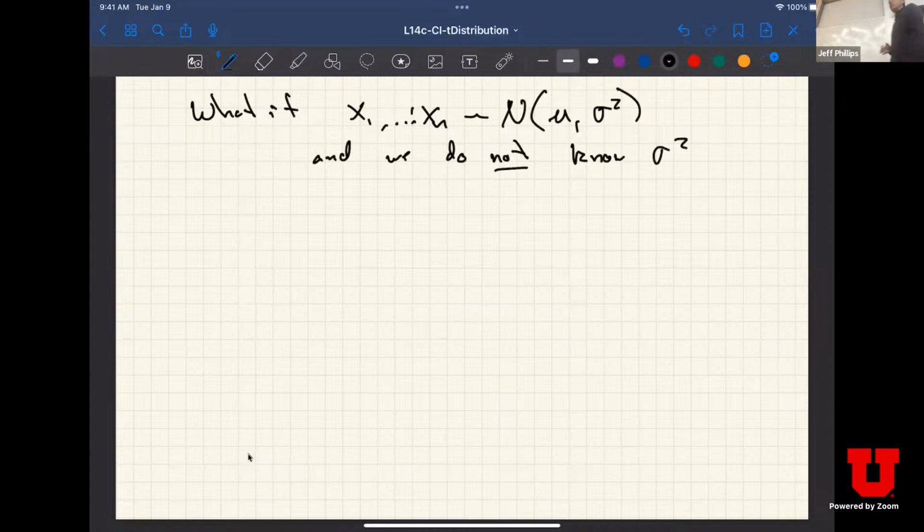So what we've done so far is we assumed we knew what sigma squared was, and then by the central limit theorem, the variance of Xn bar, our sample average, was sigma squared divided by n, and then we could compute the confidence interval that way by mapping everything onto what we know about the normal distribution. Well, what should we do if we don't know sigma squared?